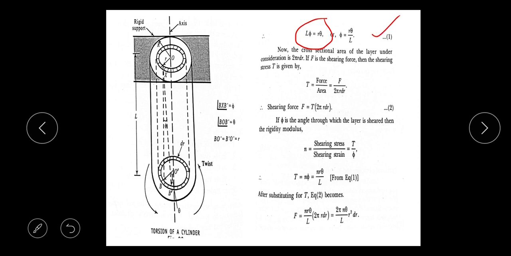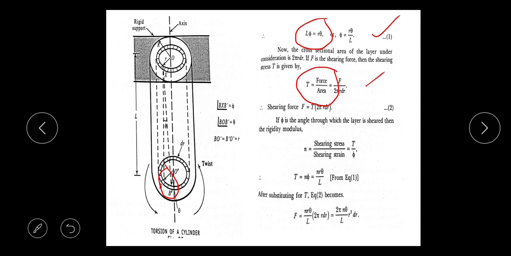Shearing angle, or angle of shear, is equal to R theta by L. Now the cross-sectional area of the layer under consideration is 2 pi r dr. If F is the shearing force, then shearing stress T is given by force per unit area. According to the definition, T is equal to force by area, that is equal to F by 2 pi r dr.